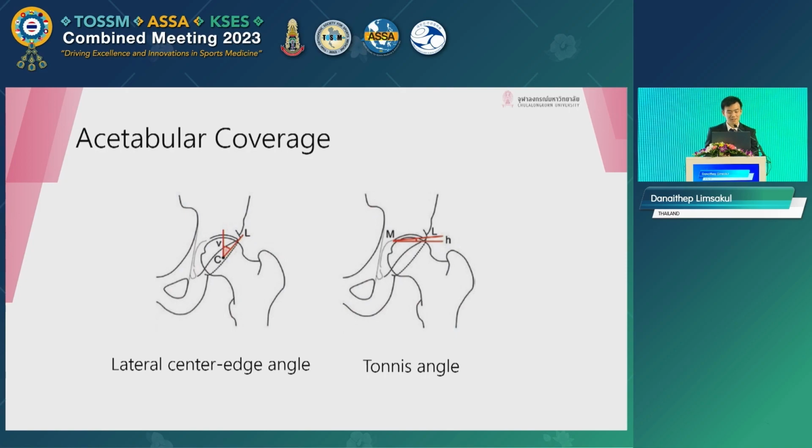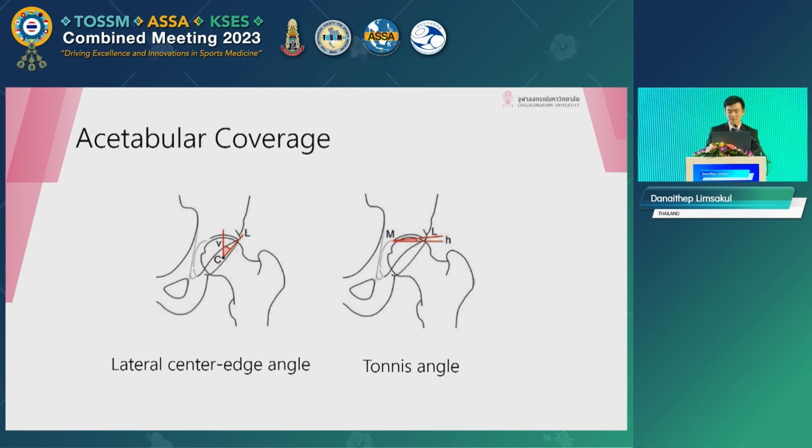Next is the acetabular coverage. For the acetabular coverage, the LCE, or the lateral center edge angle, is an angle formed by a vertical line and a line through the center of the femoral head and the lateral edge of the acetabulum. An angle of lower than 20 degrees is suggestive of dysplasia.